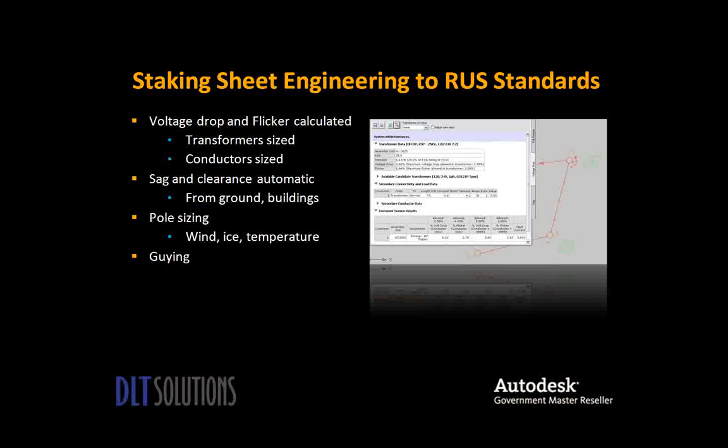Sag and clearances. So when I drew that line, and I'll show it to you here in a minute, it can actually calculate the sag, the wind loading, ice loading, temperature, clearance checking, and so forth, and then size the poles for the appropriate wind and ice and temperature and so forth, and the equipment loaded onto it. And then finally, of course, we need to guide that.